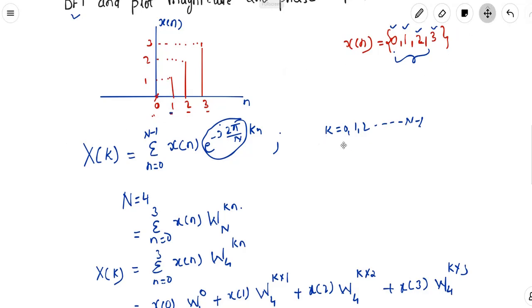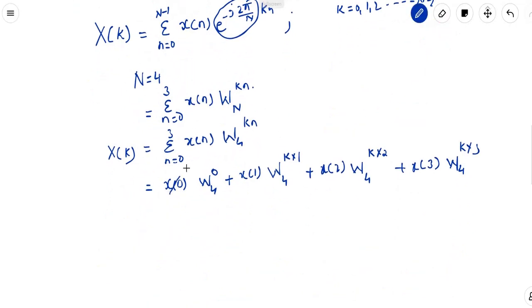Okay, so that's one we are going to substitute here. This one I'm going to write as 0, this one is 1, this one is amplitude 2, and this one is amplitude 3. As x of 0 is 0, this whole term becomes 0.